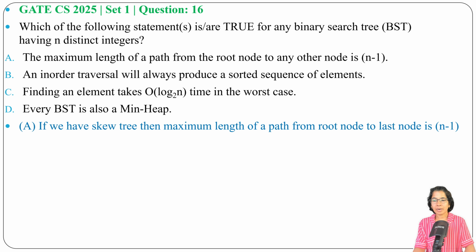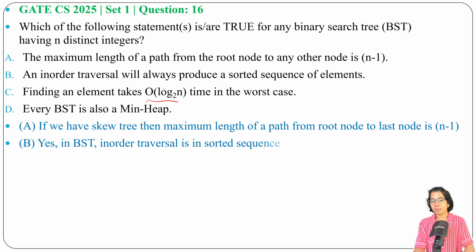Next, option C, finding an element takes order of log n time in worst case. No, in worst case it will take order of n, not order of log n. It is order of log n if it is a height balanced tree, but in worst case it may be a skew tree like option A. Hence option C is false. In worst case it may take order of n time.